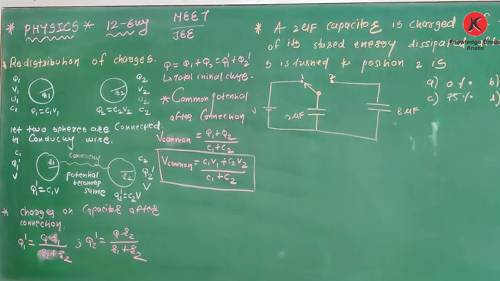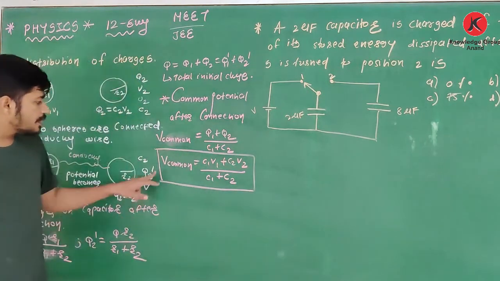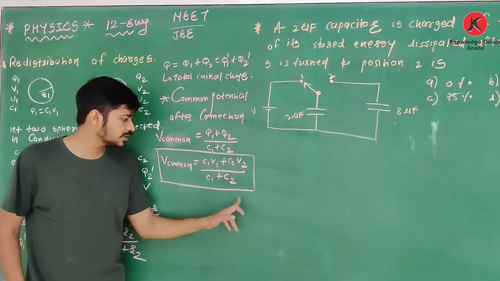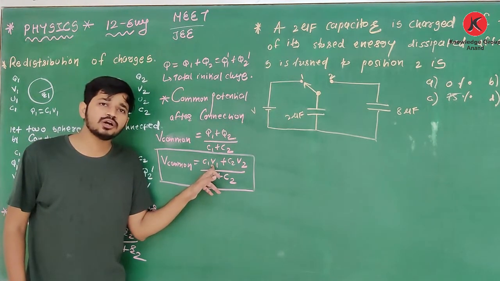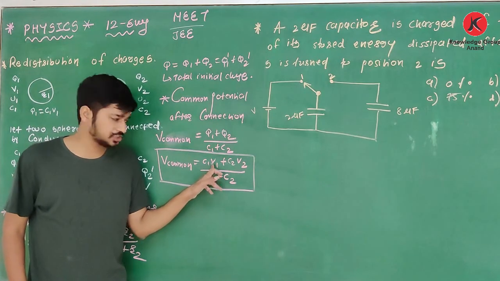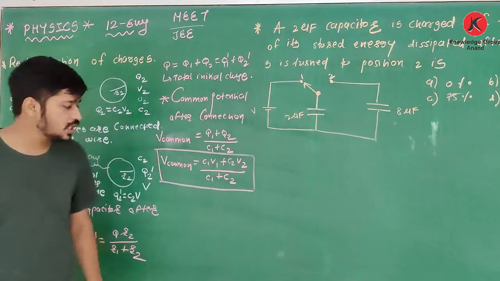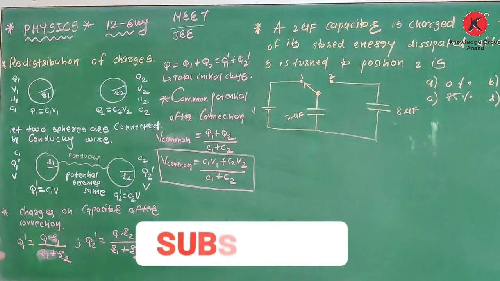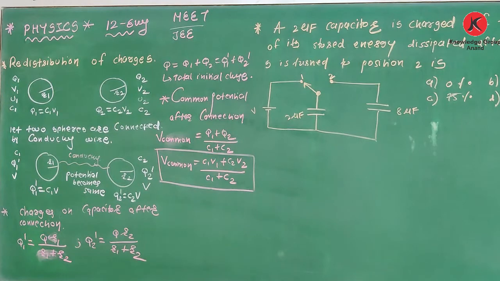If two capacitors are connected, then the common potential is C1 V1 plus C2 V2 upon C1 plus C2, where C1 is capacitance, V1 is the potential of the first capacitor before connection, and V2 is the potential of the second capacitor before connection. So you have to remember this equation. And now we will see one question based on such distribution of charges.